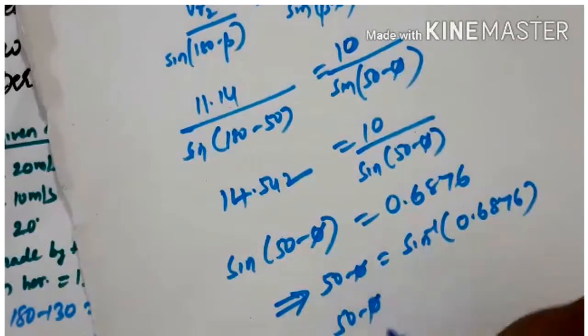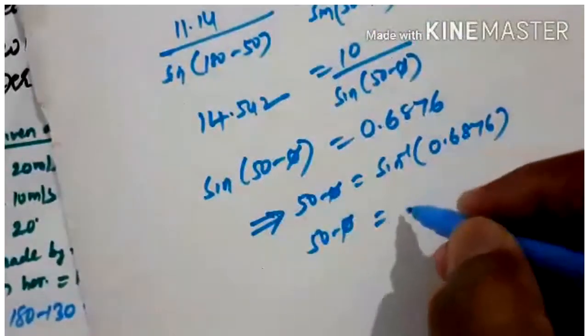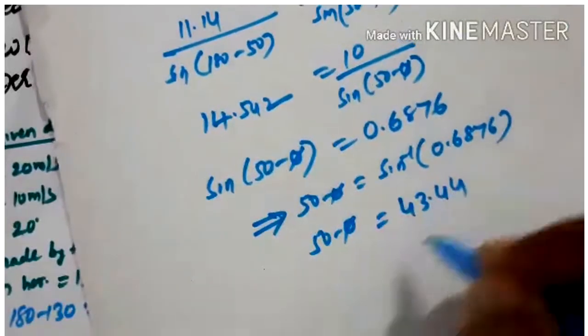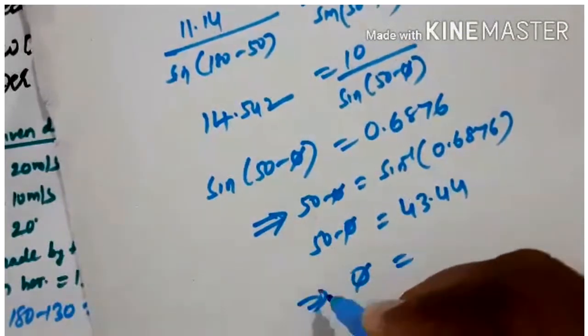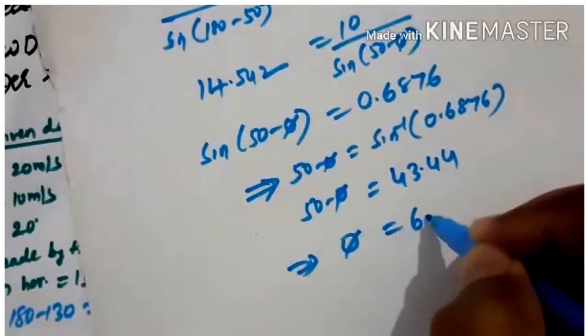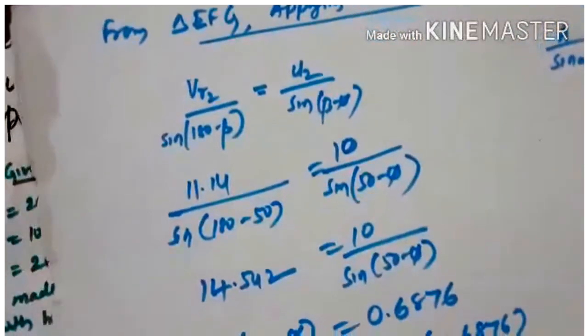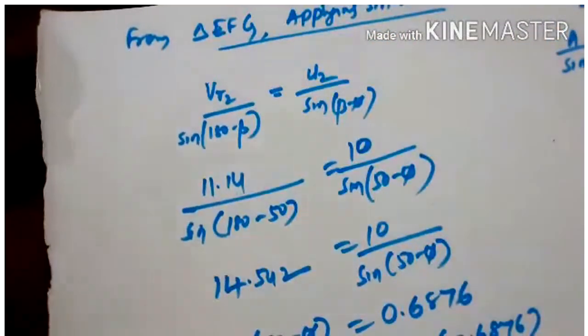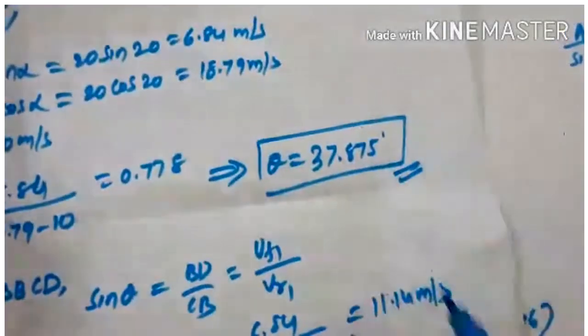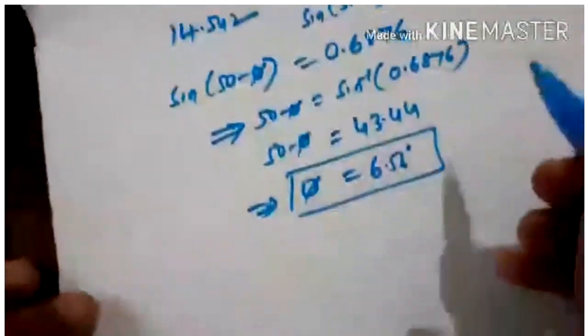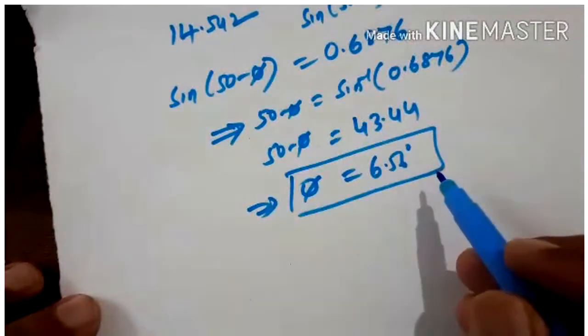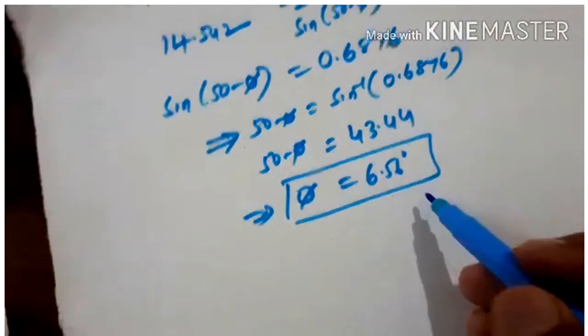Then 50 minus phi, you will get 43.44. Then phi, you will get 6.56 degrees. So these are the inlet and outlet angles. The inlet angle you also got: inlet angle 37. Look here, this is the inlet vane angle and this is the outlet vane angle. Finally you have to get the outlet vane angle.